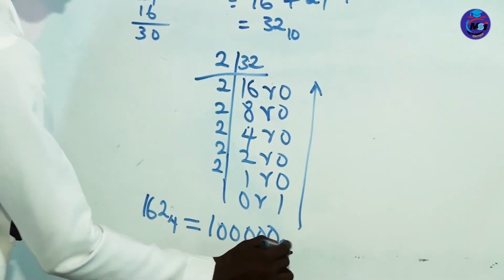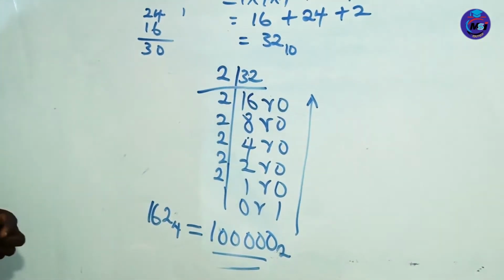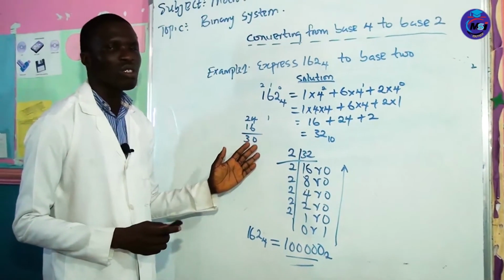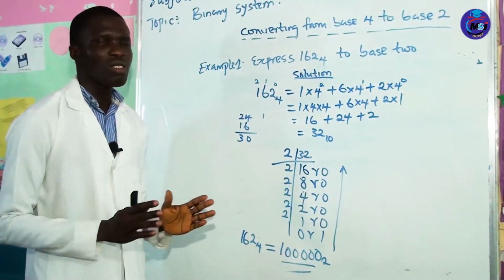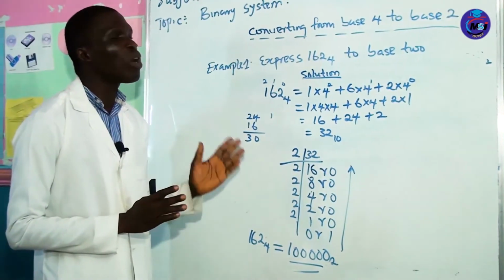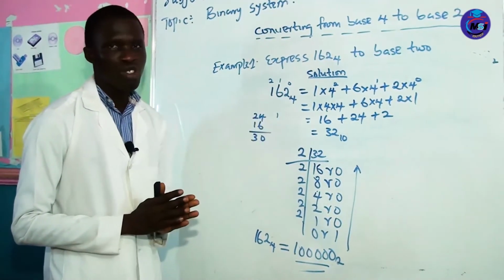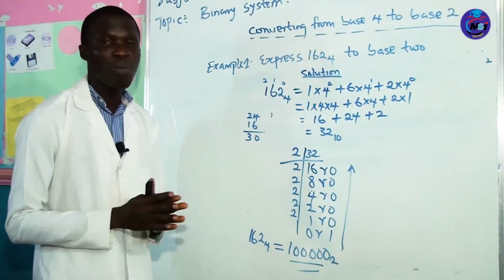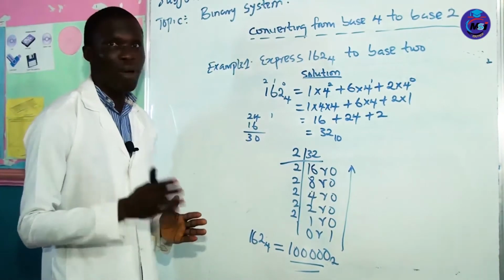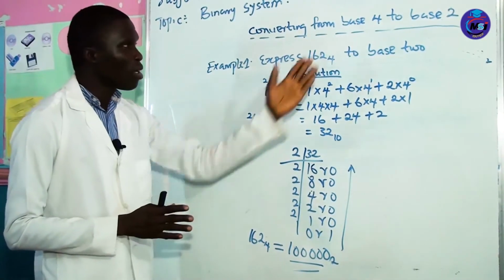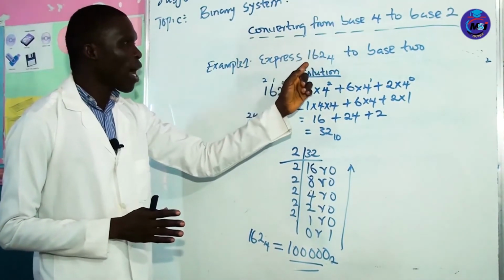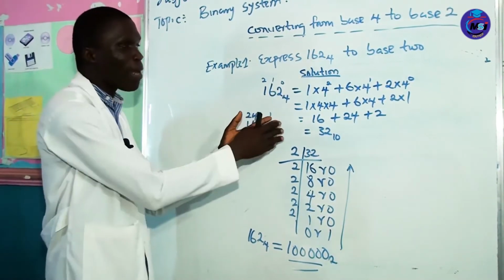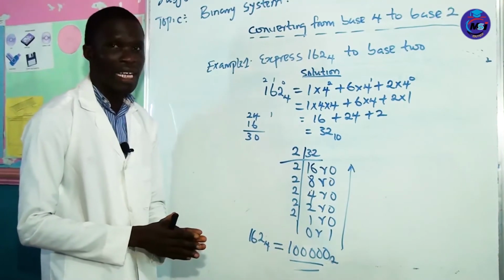Base 2. This will be your answer. Now let me tell you something. You can apply this method on any question once you are converting from one base to base 2, or binary. If I give you another example, time will not permit me, but you can try it at home: converting 120 base 5 to base 2. You can still apply this method, and you will still get your answer.